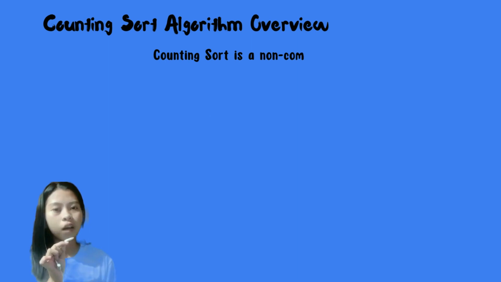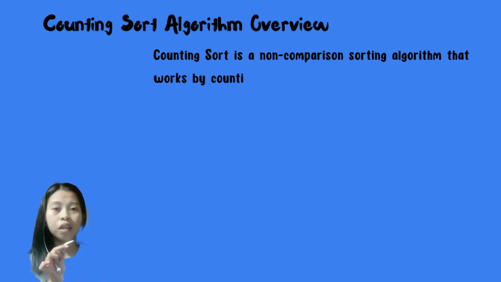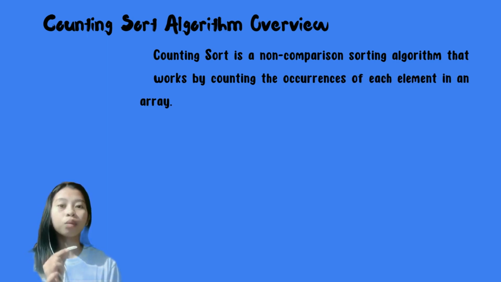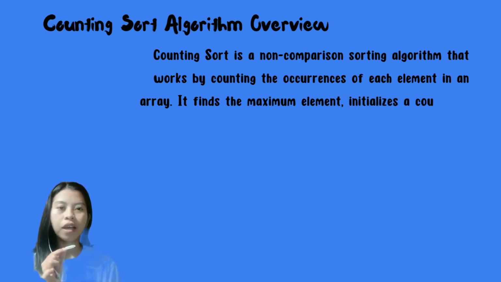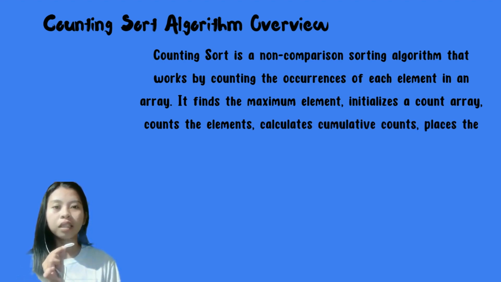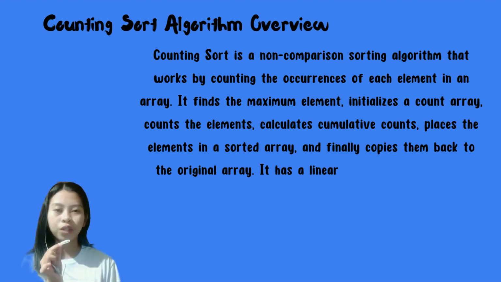We'll be discussing the counting sort algorithm. The counting sort overview: counting sort is a non-comparison sorting algorithm that works by counting the occurrences of each element in an array. It finds the maximum element, initializes a counting array, counts the elements, calculates the cumulative counts, places the elements in a sorted array, and finally copies them back to the original array.